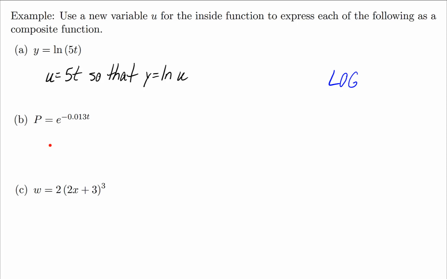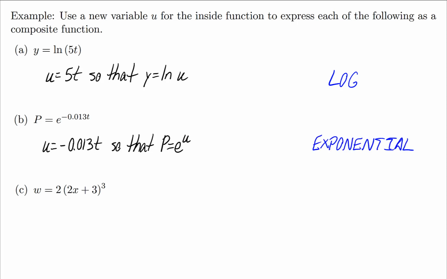For the next one, I'm going to let u equal the inside of the exponent, the negative 0.013t. The exponent is a good choice for the inside. That gives me p equals e to the u. E to the u is also a simple function to work with. This is the exponential form.